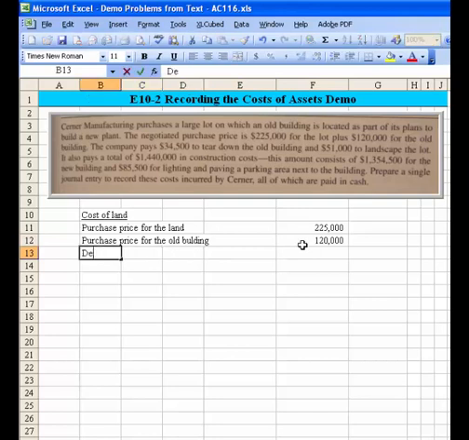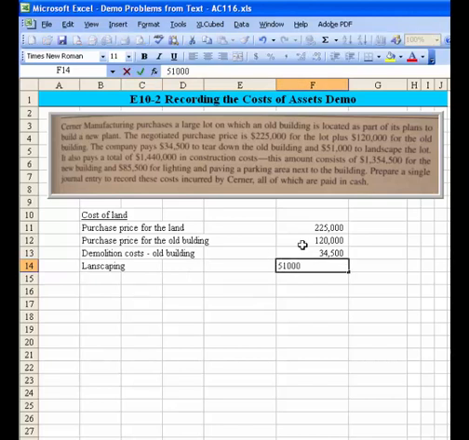And then we also have some demolition costs for the old building, right? And that's included in the cost of the land. And the demolition costs were $34,500. And our authors also include the cost of landscaping in the cost of the land, the $51,000.